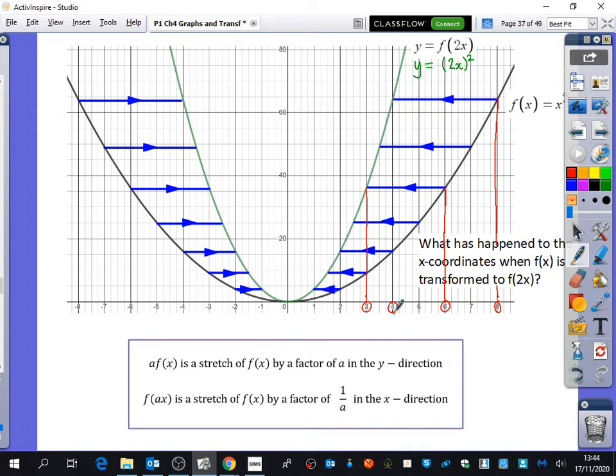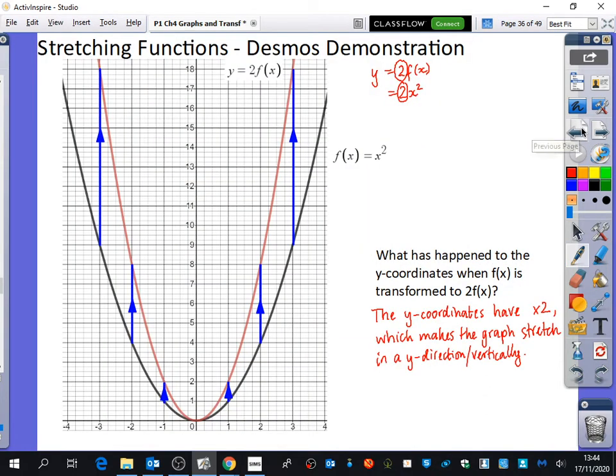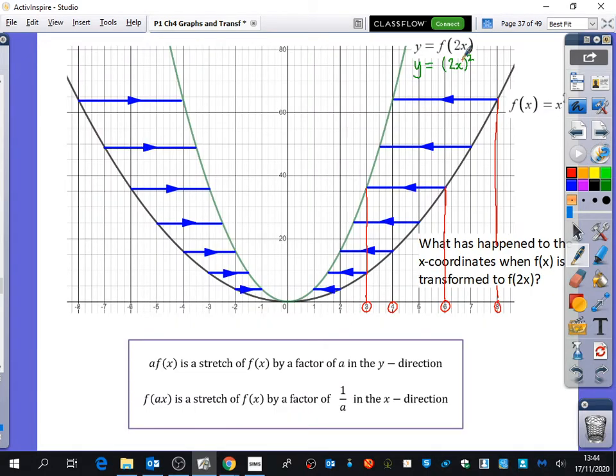So the x values are halving, which is kind of weird, right? Because when we did it with the y values, they were stretching, and they were just doing whatever we thought was happening. Like on this previous page, when we had the 2 outside, the y values just doubled. This time, when it was inside the bracket, it's to do with the x coordinates, and it's doing the opposite of what we expected. We would have expected the x values to have doubled, but actually the x values have halved.